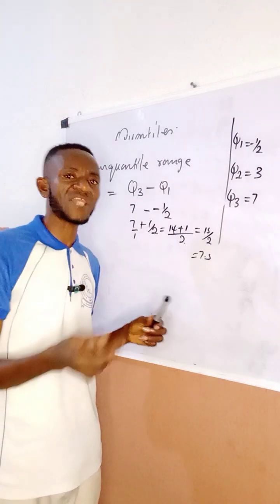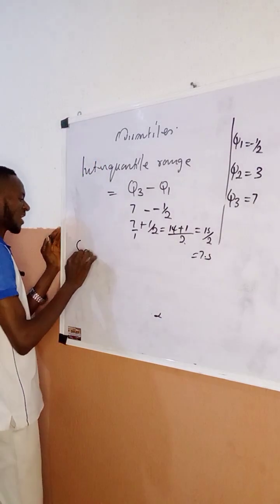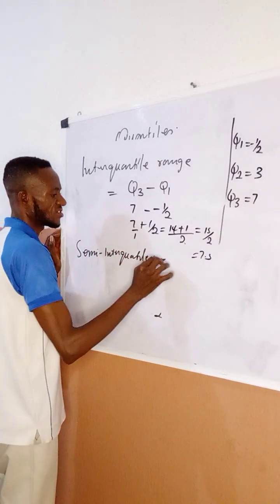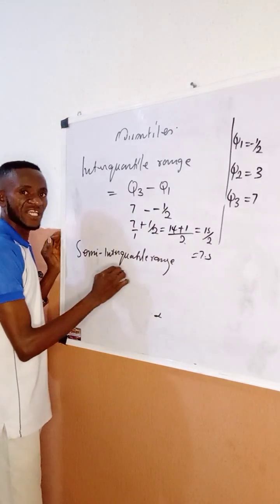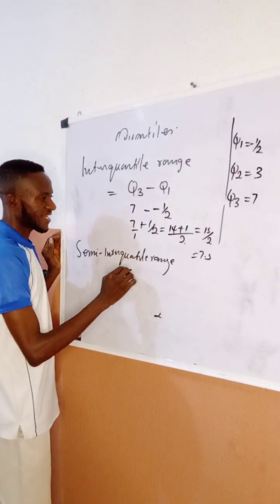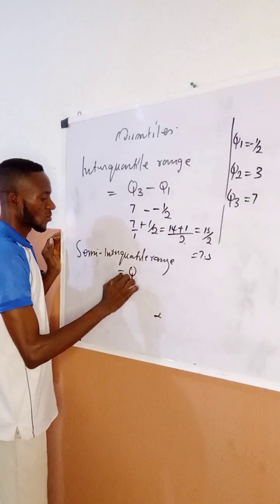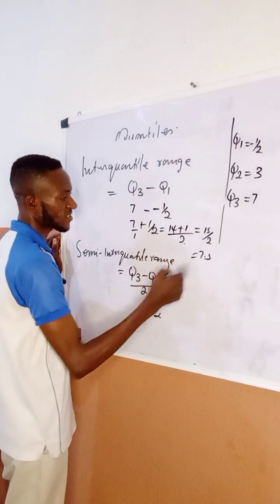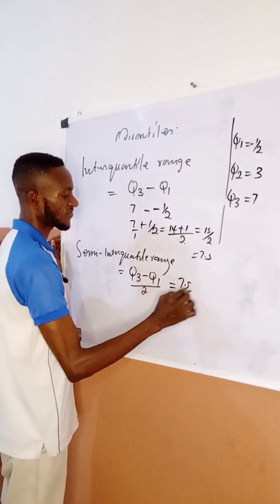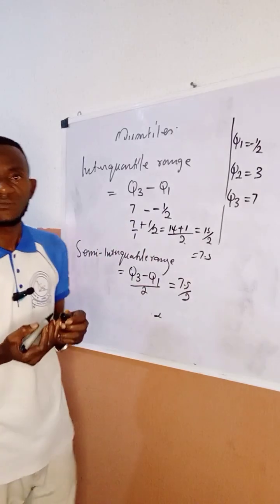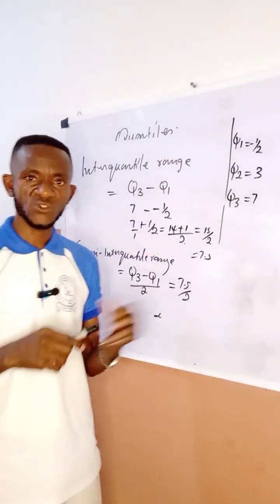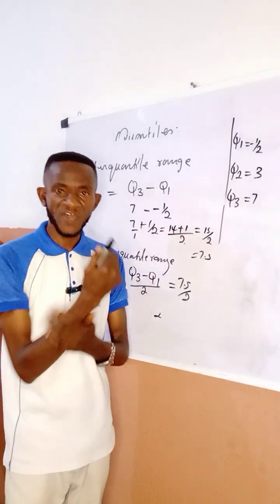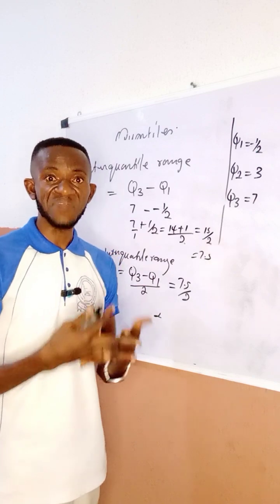When you talk about semi-interquartile range, the semi-interquartile range is given as Q3 minus Q1 all over 2. So it becomes everything you got here over 2, which is 7.5 all over 2. Okay? So that is what we call the semi-interquartile range. Thank you very much for still following us and still paying attention.